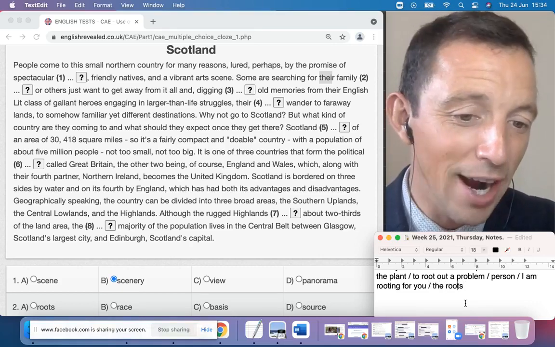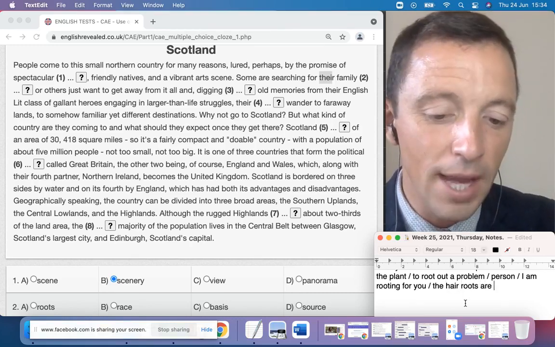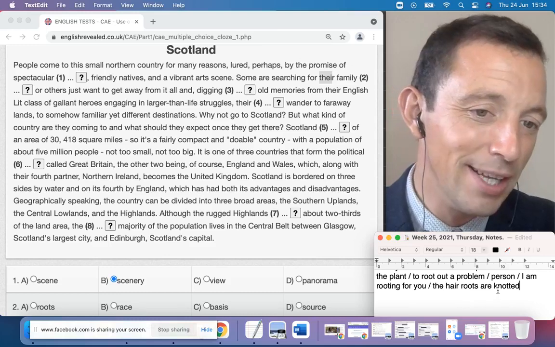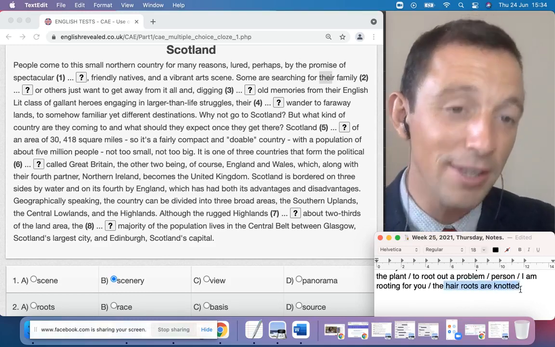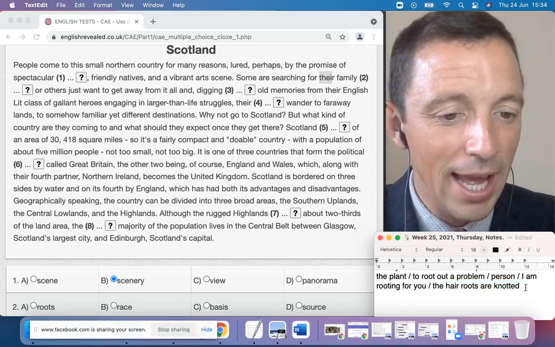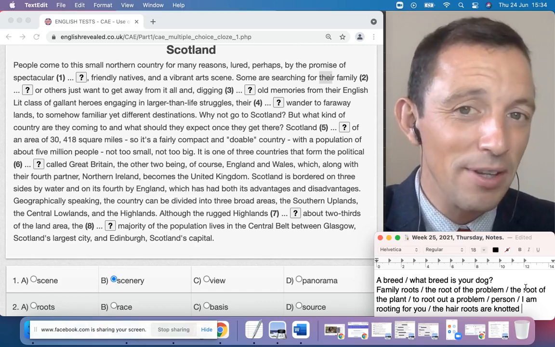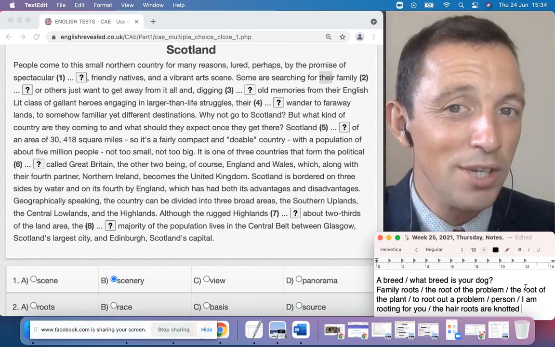Your hair roots are maybe broken, possibly. Well, I suppose knotted is the most typical word. The hair roots are knotted, so the roots of the hair are maybe knotted, possible. And I suppose they're the most typical possibilities in context with root.